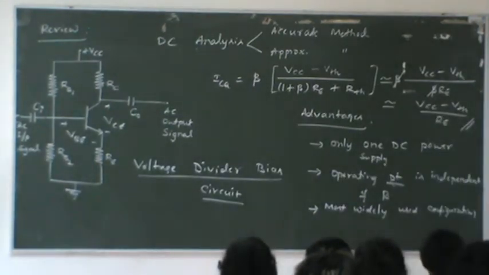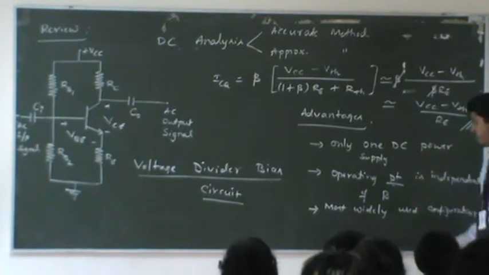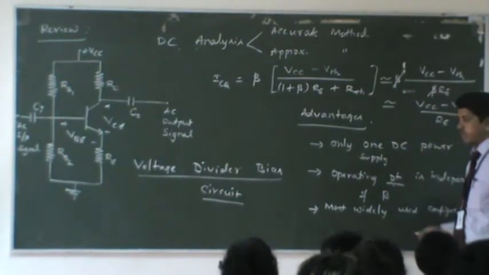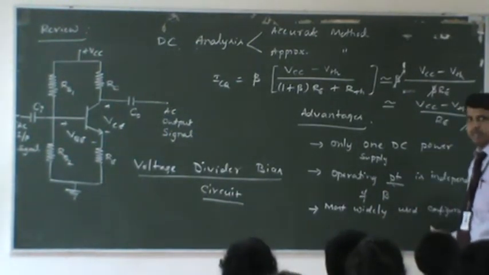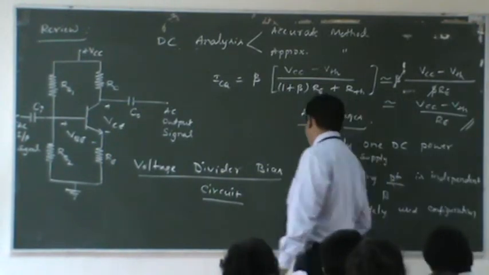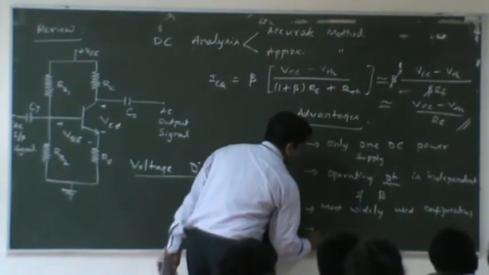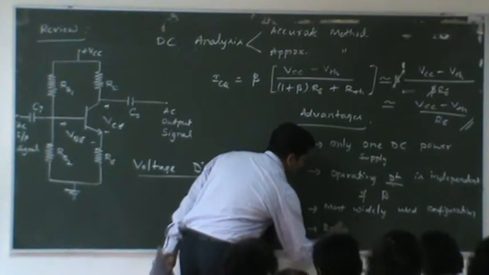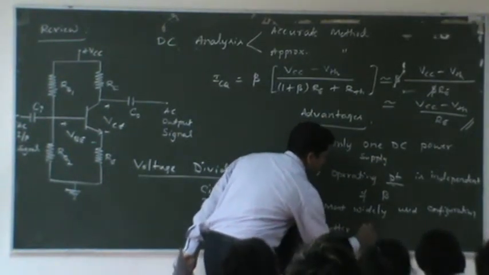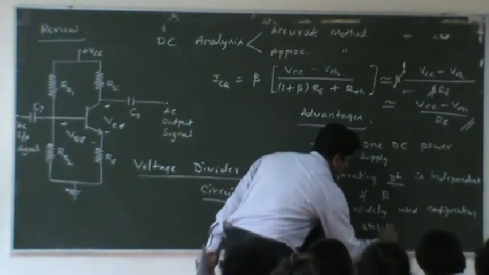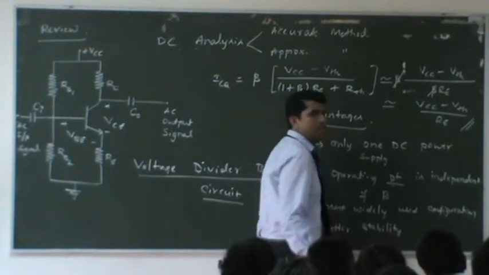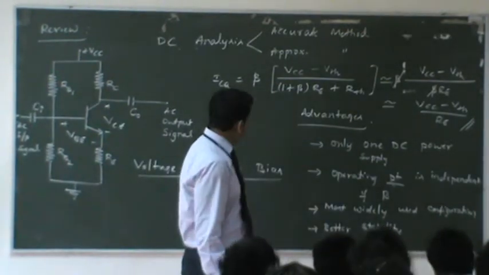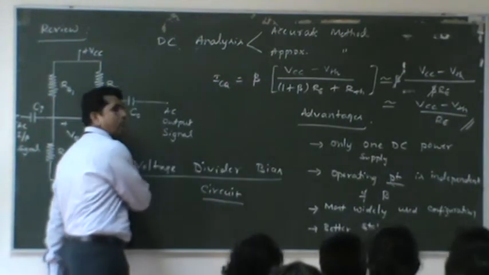As you can see today, every CMOS C amplifier circuit contains this voltage divider. That's why it's one of the most widely used configurations compared to other kinds of configuration. The last advantage of this is that it provides better stability. See, we have come to this particular bias because of the stability problem.